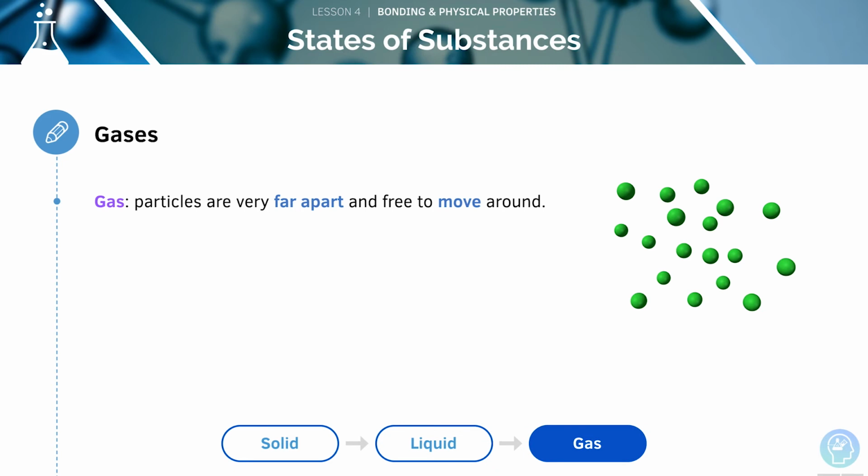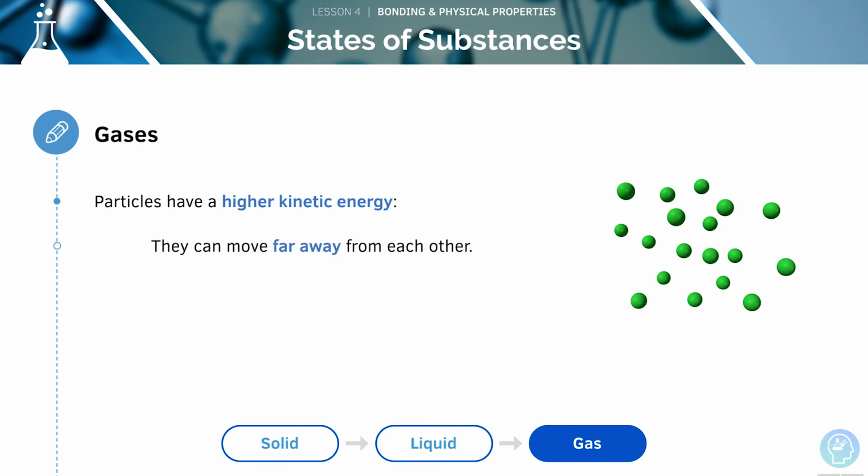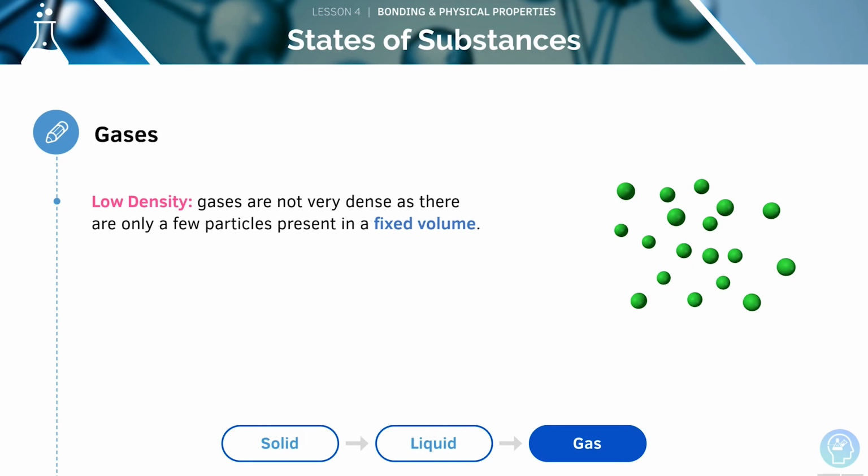In gases, the particles are very far apart and free to move around. The particles will have a higher kinetic energy and can move further away from each other. Gases are usually not dense because there are only a few particles present in a fixed volume. They are also compressible because the particles are free to move around and are not held close together.